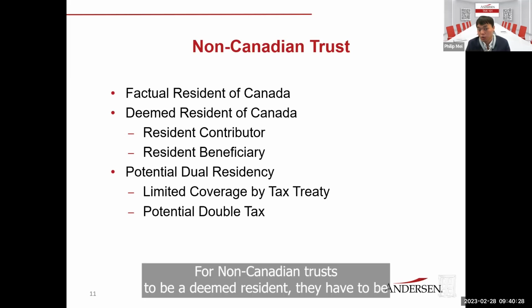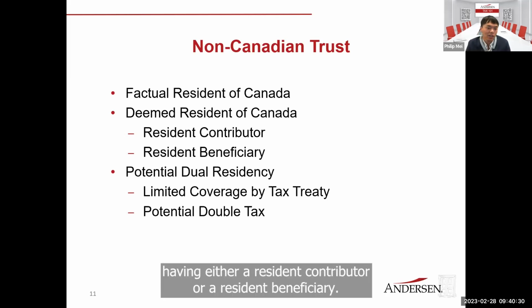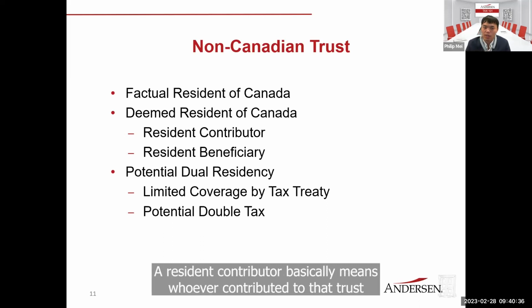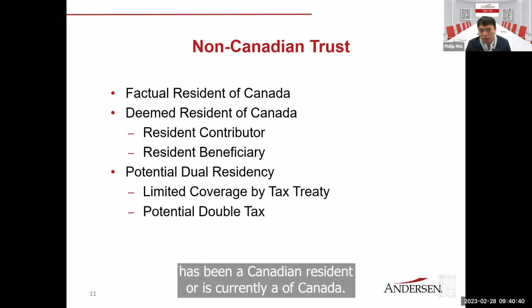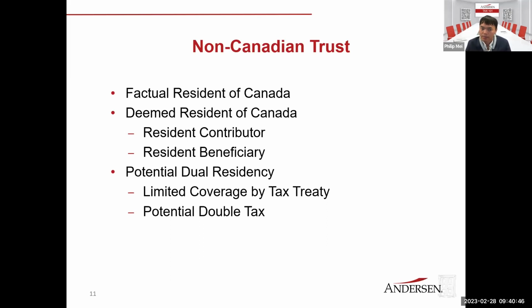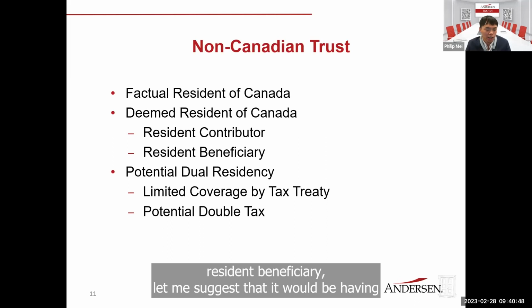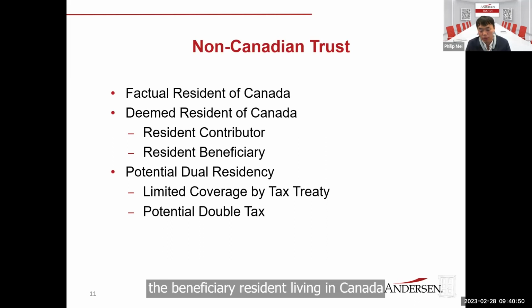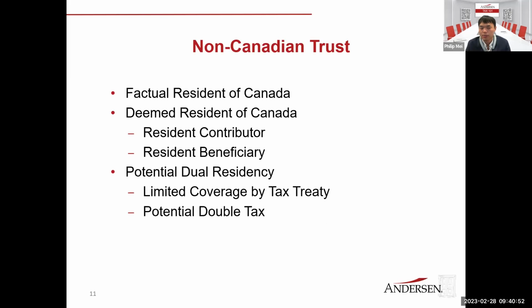For a non-Canadian trust to be a deemed resident, it has to have either a resident contributor or a resident beneficiary. A resident contributor basically means whoever contributed to that trust has been a Canadian resident or is currently a resident of Canada. And a resident beneficiary, like the name suggests, means having a beneficiary living in Canada with a connected contributor.